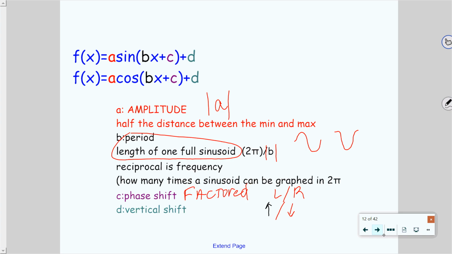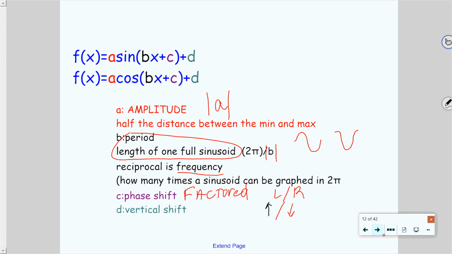And then there's another part to b, and it's called the frequency. The frequency is how many times a sinusoid can happen in a length of 2 pi, one trip around the unit circle. So frequency isn't a huge deal. Period is more important than frequency. Any questions on those words?